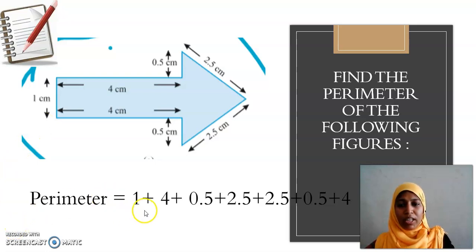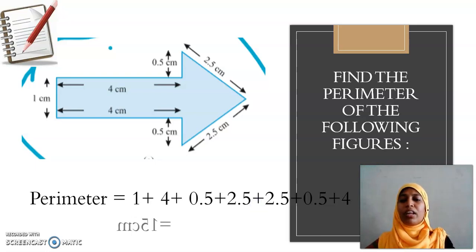To add orally, I can say 1 plus 4, 5. Then 5.5. Here 0.5. So this 0.5 and this 0.5 will combine together and we get 6. 6 plus 4, 10. Then here 2.5 plus 2.5 when added we get 5. So the ultimate answer will be 15 centimeter. Hope it is clear, my dear children.